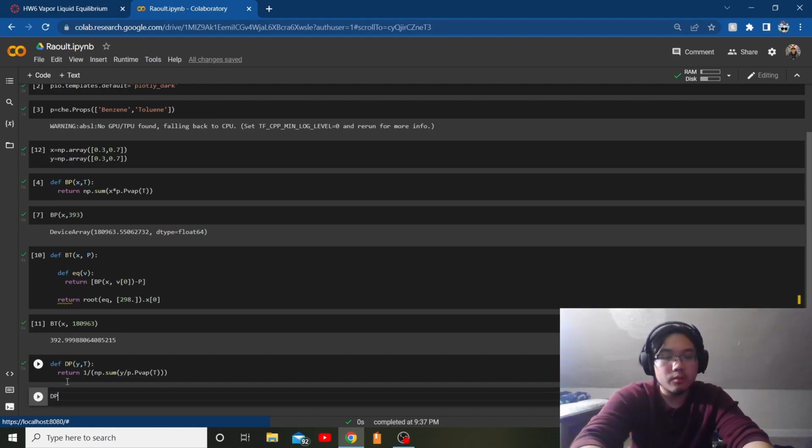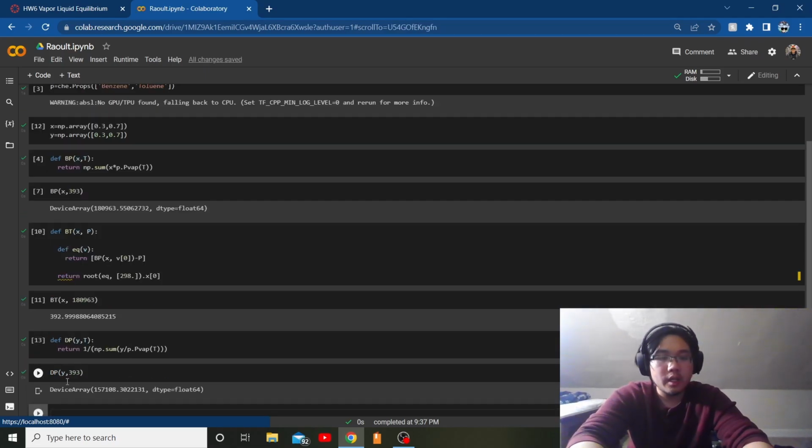And so we can run this at 393 Kelvin as well. And we get 157,000 pascals. And we get two different values, right? Between bubble pressure and dew pressure. Dew pressure being, once again, the first liquid drop that forms. We can see that they're two different values. And it makes sense for the fact that they're labeled two different things, right?